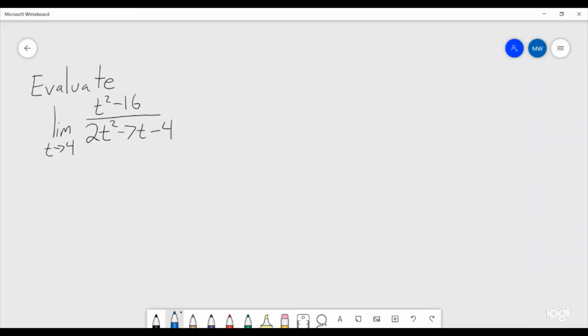Okay, with that out of the way, let's go ahead and try and evaluate this limit. So let's look at the limit as t goes to 4 of t squared minus 16 divided by 2t squared minus 7t minus 4. Now the first thing I would do when trying to evaluate a limit is to just see if plugging in the number works. Well, if I plug in 4, then I'm going to get 4 squared minus 16 divided by 2 times 4 squared minus 7 times 4 minus 4.